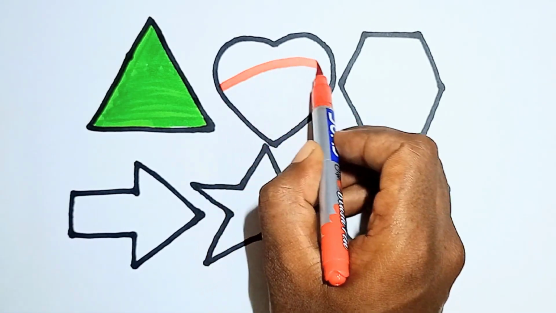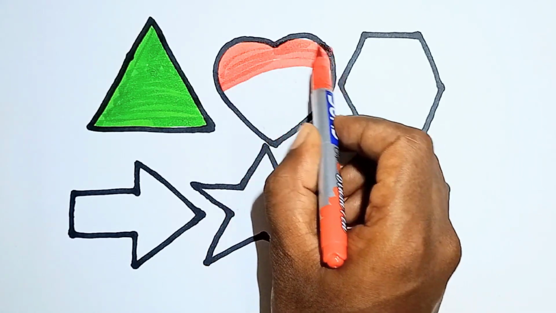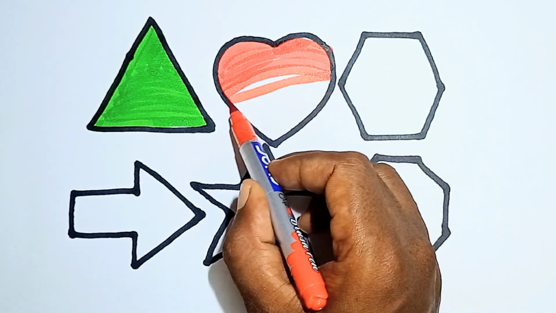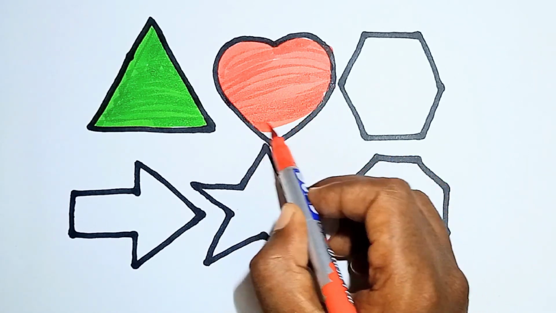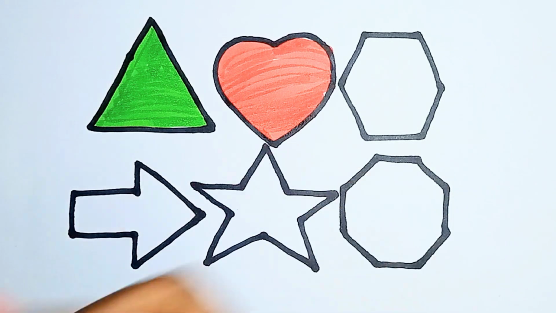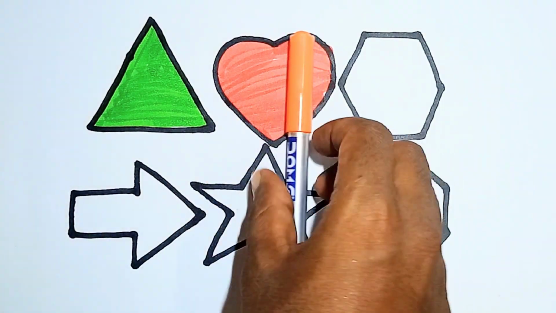I am coloring heart. Wow, this is red heart. Nice. Hello kids, color with me. This is red color, coloring heart. This is heart. This is orange color.